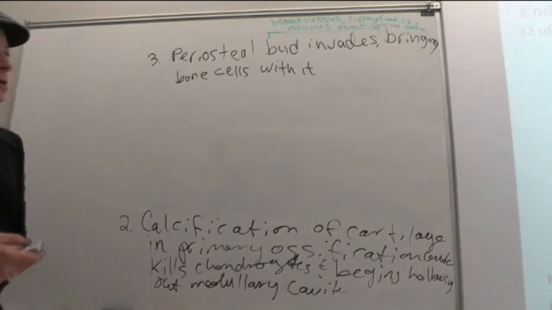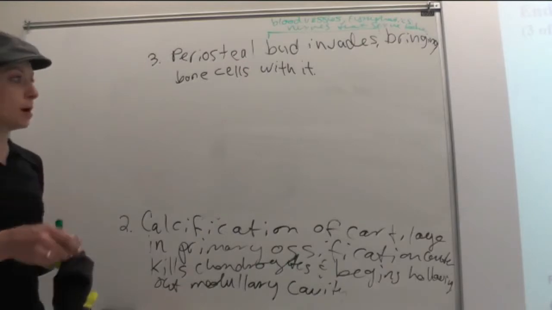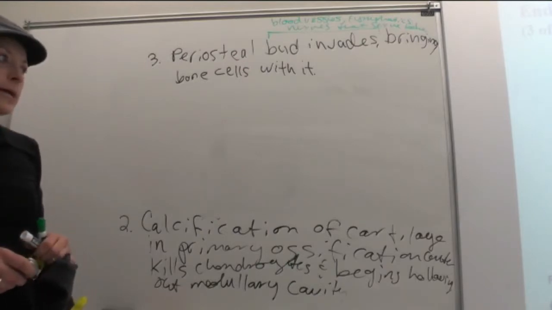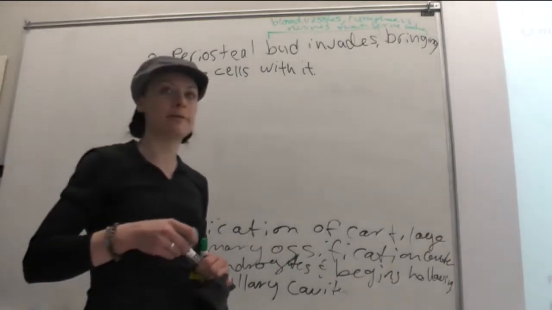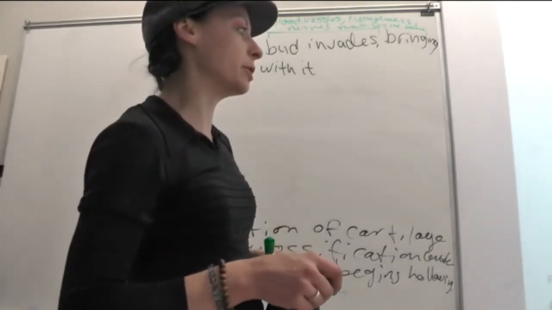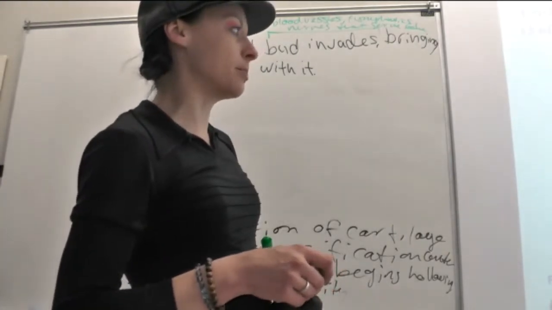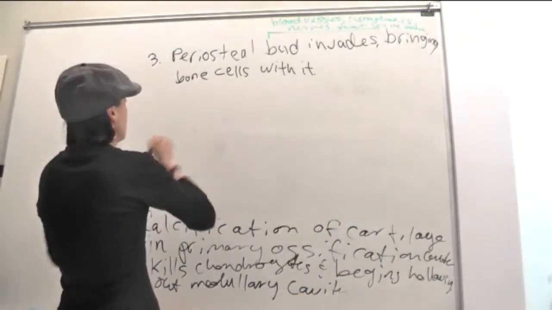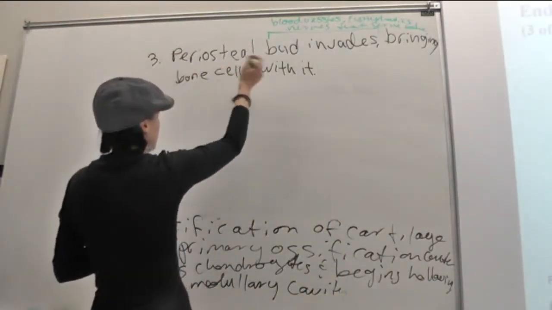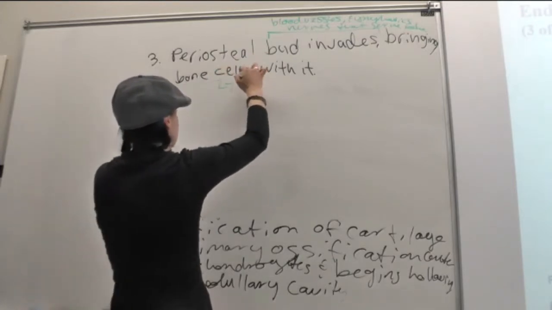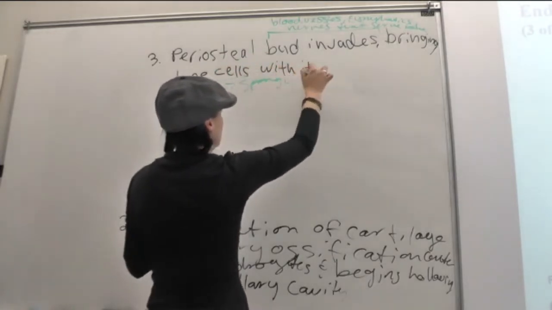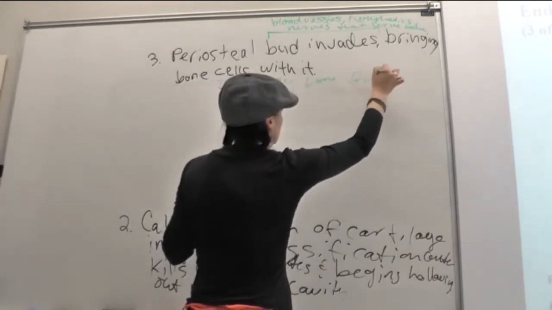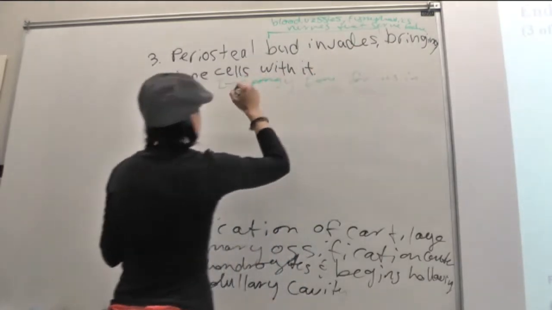Now that we bring in this bone, we can start replacing those spaces and filling it with bone tissue. So we would start to see spongy bone forming in that primary ossification center. When we bring with it our bone cells, spongy bone forms in the diaphysis.